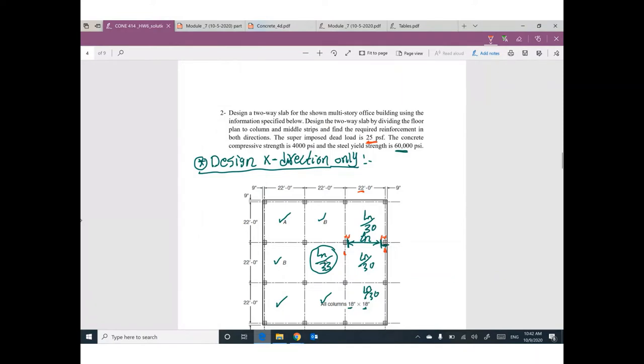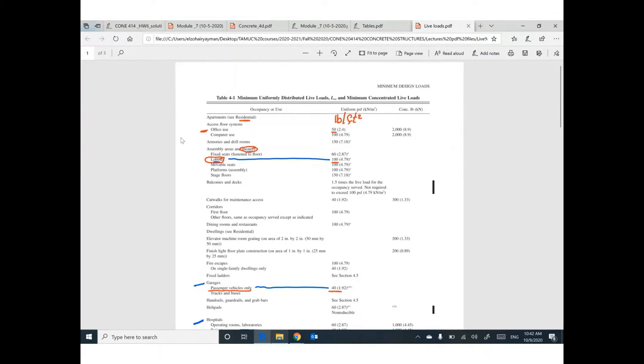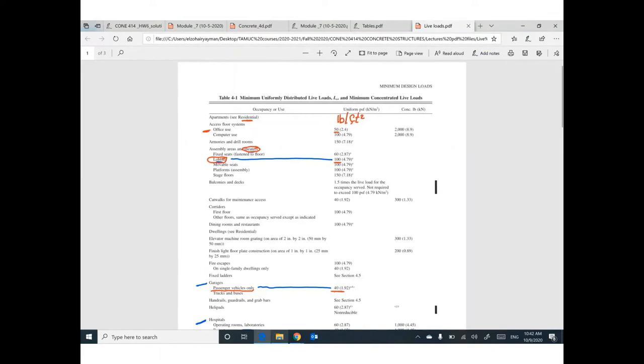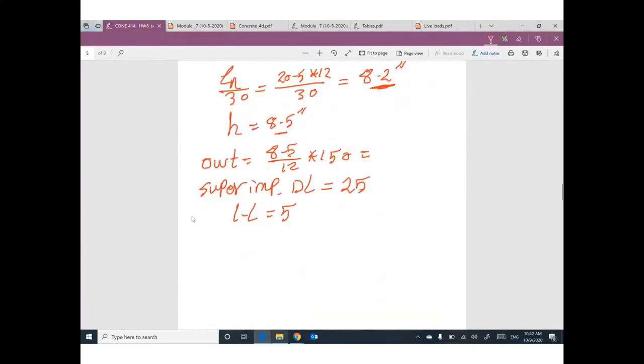But we have a multi-story office building, so I'm going to open my table for live load and look at office building. Where is office? Yes, office building, office use, the live load will be 50. So your live load will be 50 pounds per square foot, and the self-weight will be 8.5 divided by 12 times 150.